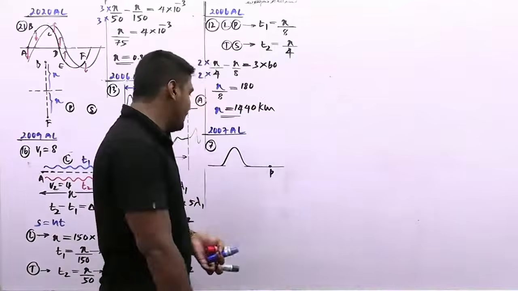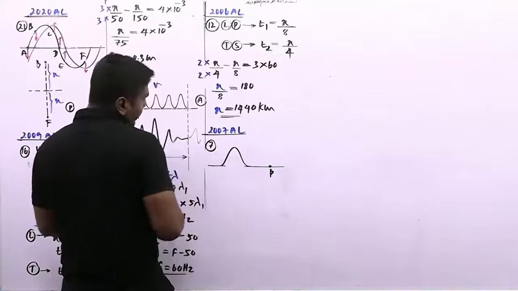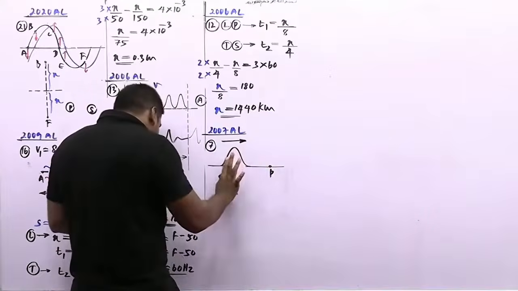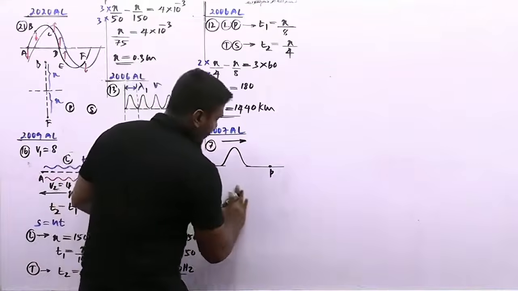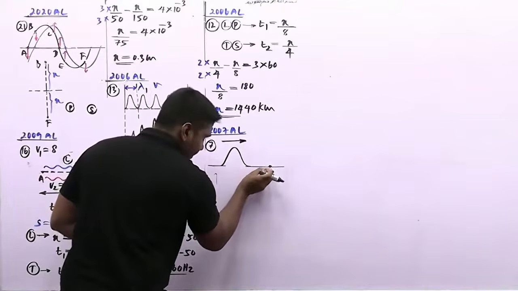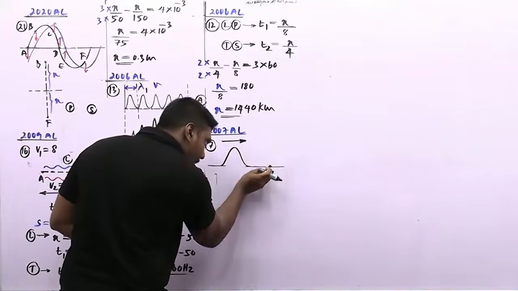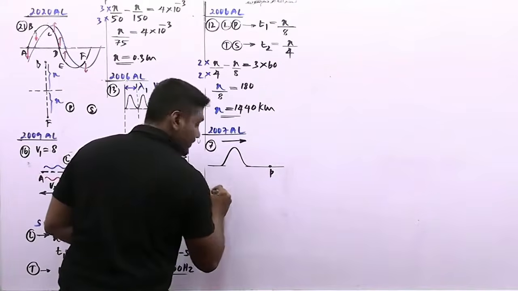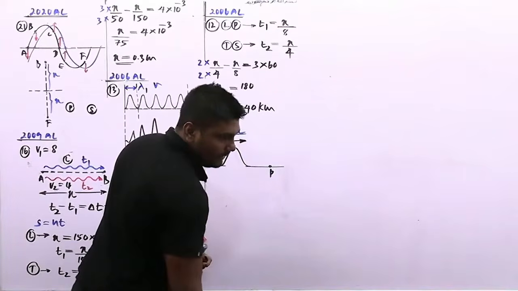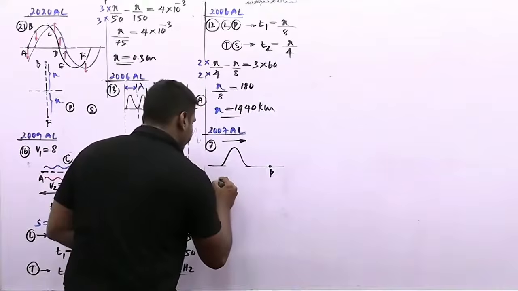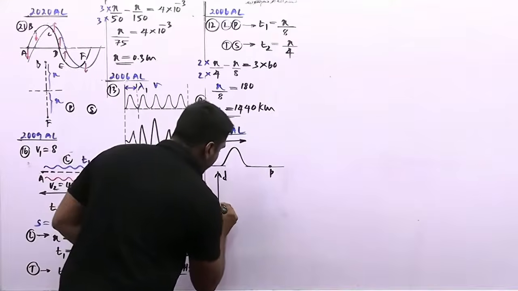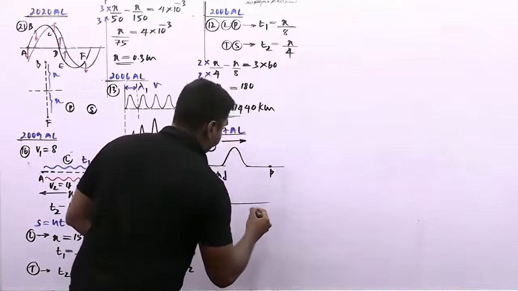Now just think what will happen for the point capital P. This pulse propagates in the right side direction. What would happen for the point capital P? If you draw the displacement time graph, look here. Now we know this point capital P will move in a simple harmonic motion. They are asking us to draw the displacement of the point versus time.